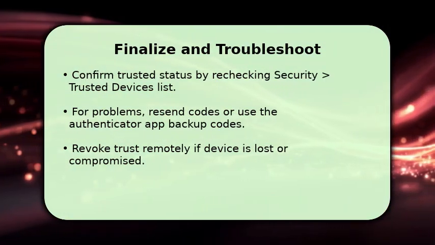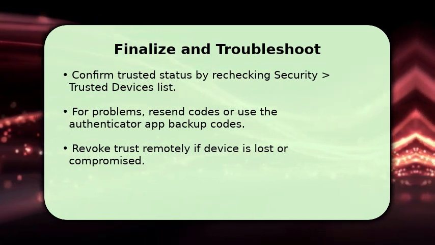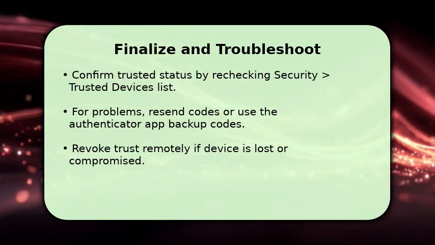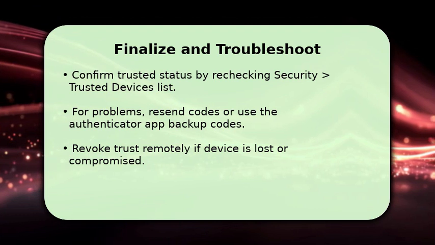To finish, reopen security and confirm the new device appears in the Trusted Devices list. This validates the process. If you don't see it, resend the verification code or use backup codes from your authenticator app. Make sure SMS delivery isn't blocked by carrier filters or spam settings.